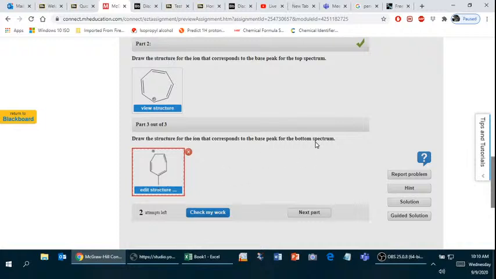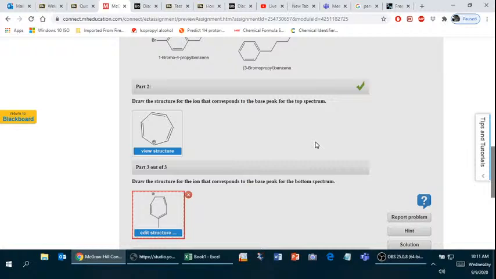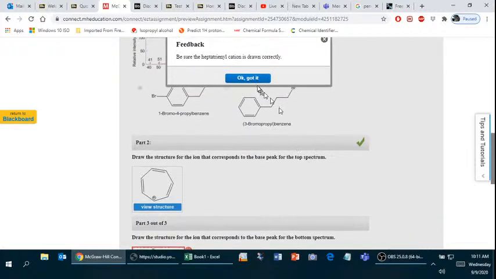Anyway, that is the answer. So as far as the question I got asked about how you draw these structures, to input the charges, you use the plus feature that's in there. The challenge with this one is actually getting the plus charge in the correct place. Be sure the heptarenal cation is drawn correctly.